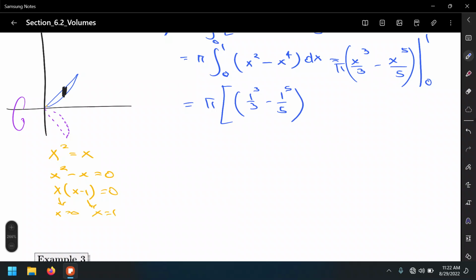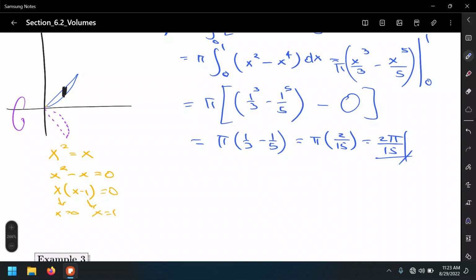Do we really need to write that down? How about just a big 0? Because 0 cubed minus 0 to the 5th, it's just a big 0, right? So no need. So this will really be 1/3 minus 1/5, and after finding least common denominators, this is pi times 2 over 15, and that's our final answer.